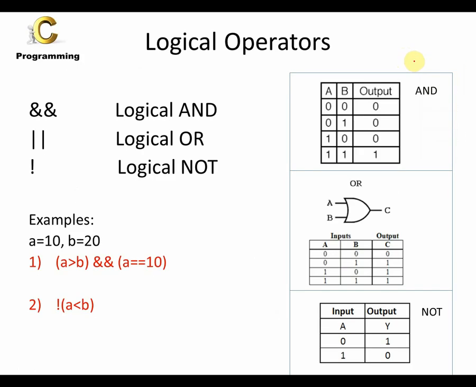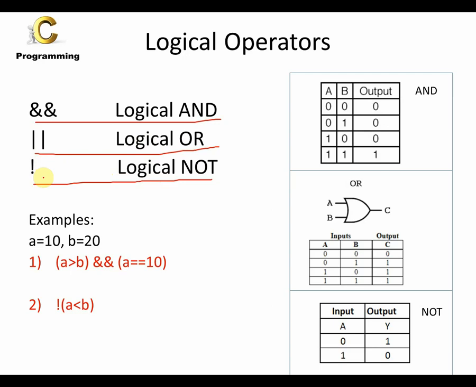Let's move on to the next type of operator, which are called logical operators. Now under logical operators you have to remember there are three types of operators. One is logical AND, the second is logical OR, and the third one is logical NOT. So logical AND is represented by two ampersand signs. Logical OR is represented by two bars, and logical NOT is represented by an exclamation mark.